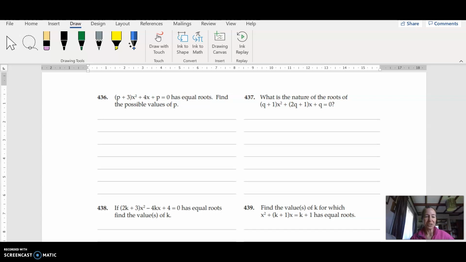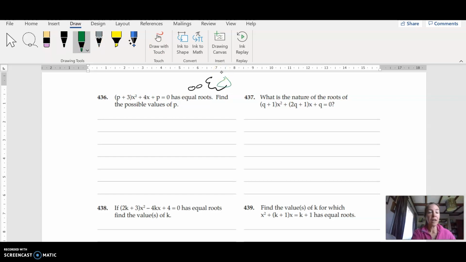Let's do this. So, number 436. P plus 3x squared, so some coefficient of x squared, plus 4x plus p is equal to 0. And it has equal roots. Equal roots. One set of roots. Roots we're talking about. It should hopefully click into your head that we're thinking about delta.